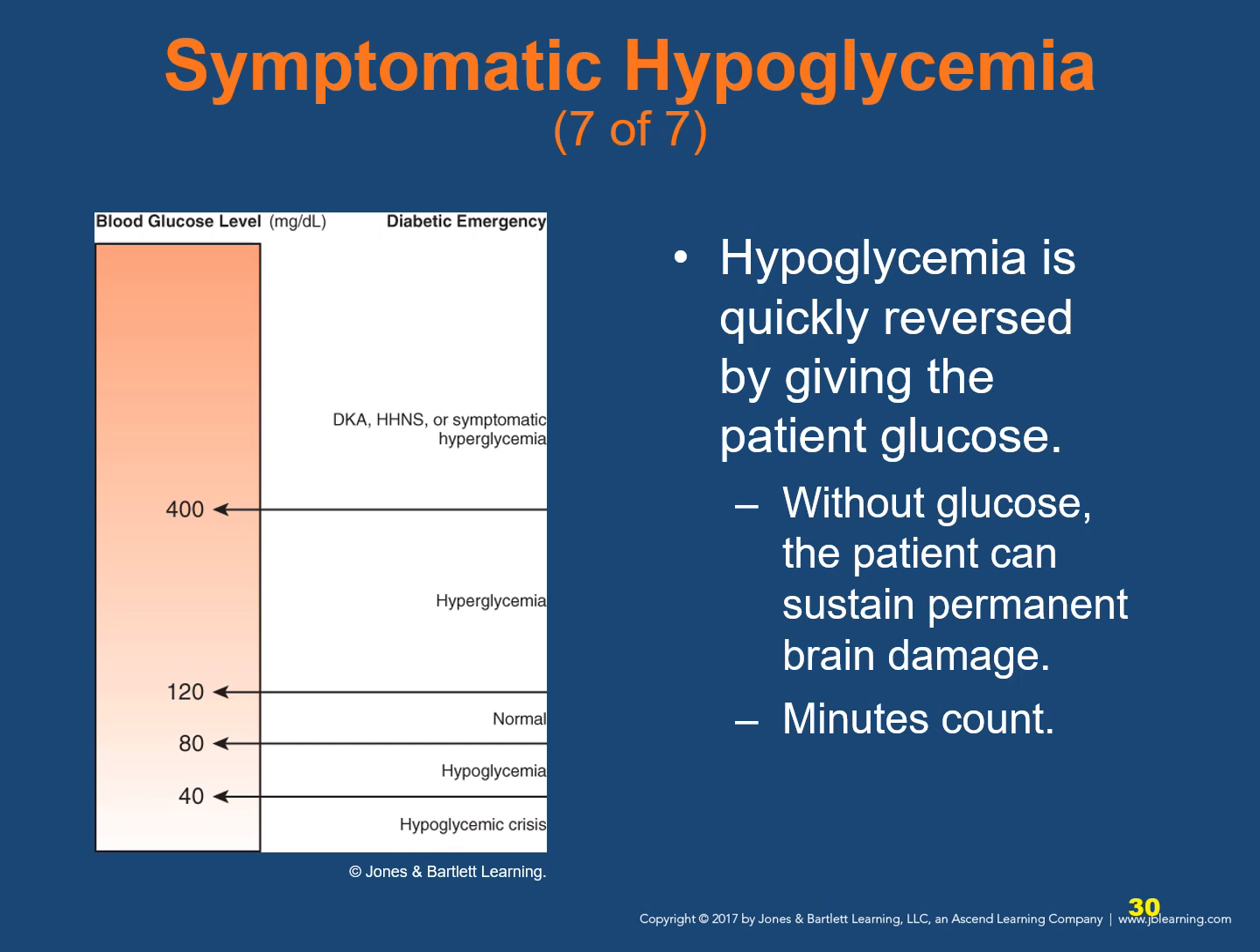Hypoglycemia is quickly reversed by giving the patient glucose. Without the glucose, however, the patient could sustain permanent brain damage. Minutes absolutely count. This is a chart that shows how hypoglycemia is quickly reversed by giving the patient glucose.